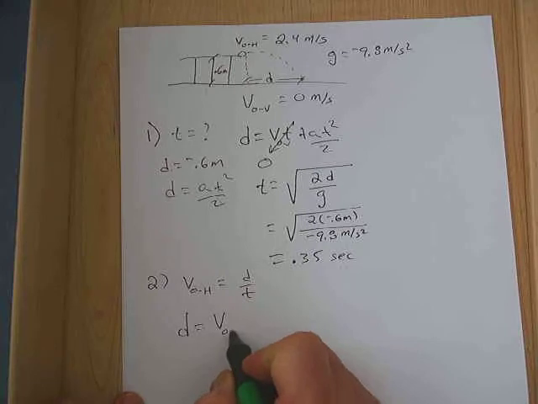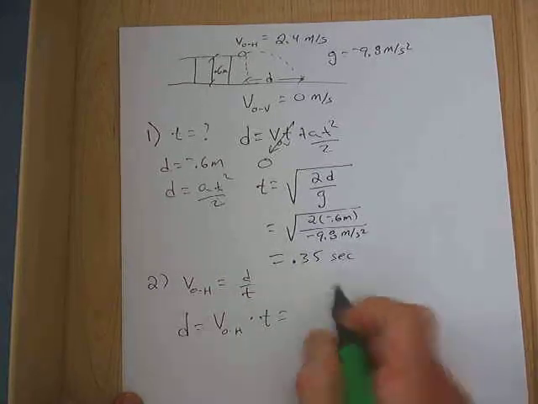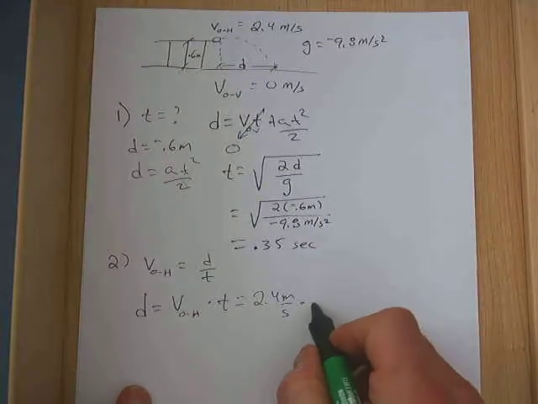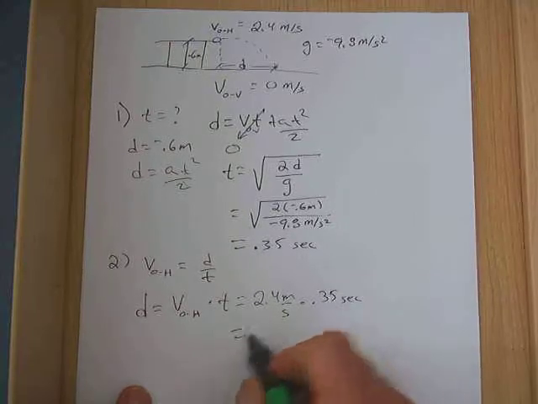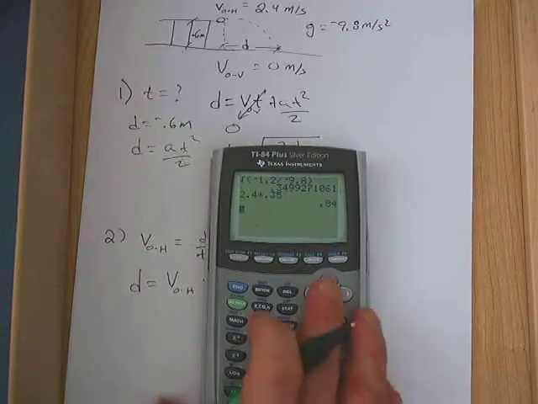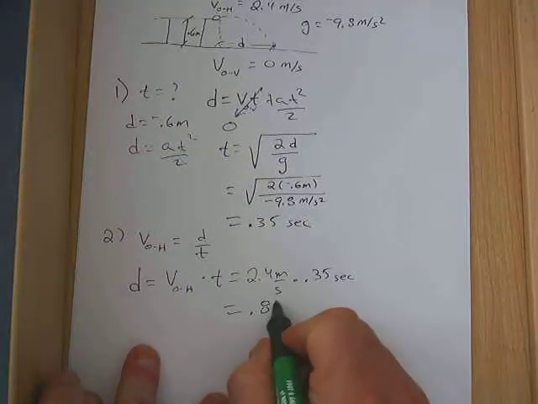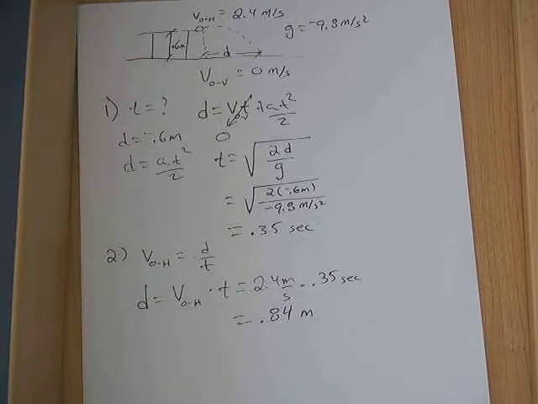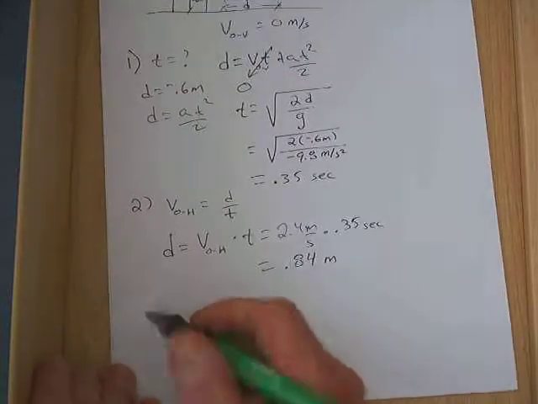This D is what I want to know. I know this time, so rearranging the equation, D equals V naught horizontal times time, which is 2.4 meters per second, times 0.35 seconds, which ends up being 2.4 times 0.35, 0.84 meters. That's how far from the table it's going to land. Kind of makes sense. The ball didn't leave the table very fast. It's not in the air very long. It doesn't even make it a meter away from the edge of the table.